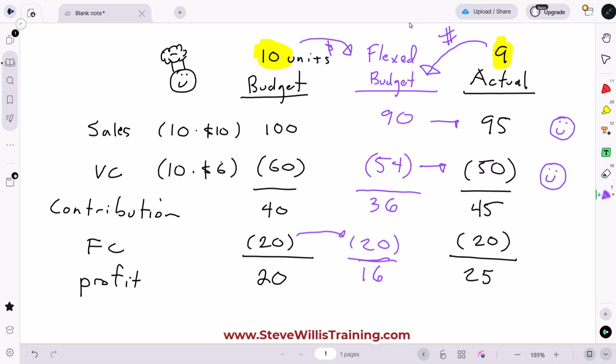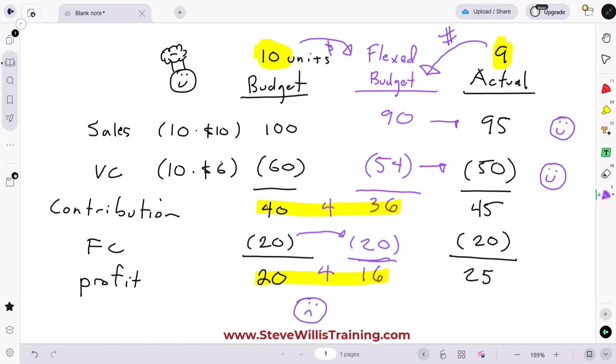So guys, the last piece of the puzzle is this. To compare this line or this line, we'll get the same result. And look at that. 40 to 36. We wanted to earn a contribution of 40. That's when we sell 10 units. Because we sold only 9 units, we lost $4 there. So guys, the difference there is 4, isn't it? The difference here is also 4, okay? That is called a sales volume variance. So that's the final piece of the puzzle, okay?